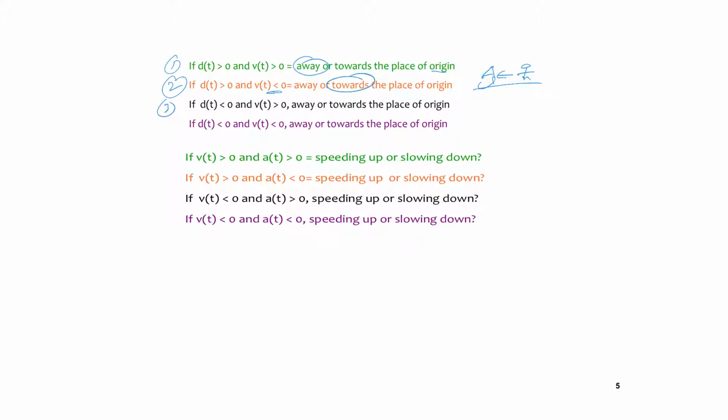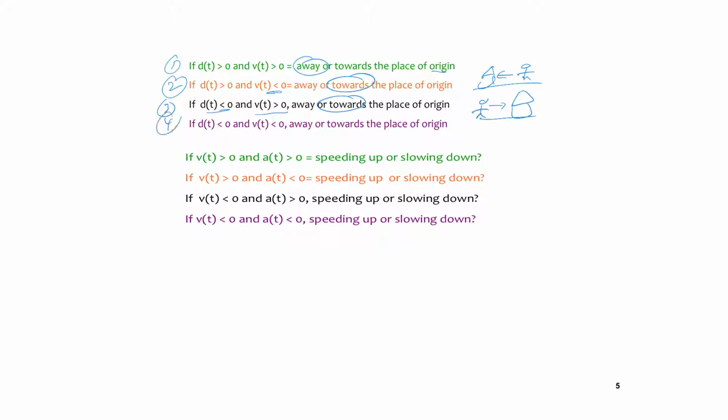Number 3. Over here you have a house, and right now your displacement is negative, meaning you are standing to the left of this house. But what is your movement? Because velocity is not 0, you're moving to the right. So you're heading this way. So you're heading towards the place of the origin.